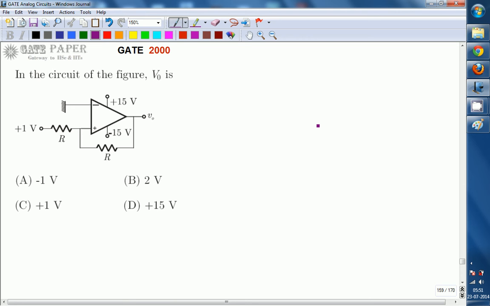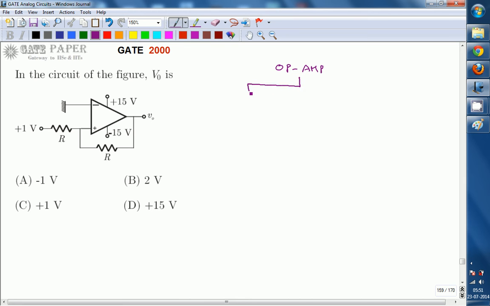So first of all, try to identify which mode the op amp is operating in, whether it is inverting mode or non-inverting mode. That is the basic thing we generally do. Here the feedback is connected, and you may be thinking it is in the non-inverting mode. Remember that it is neither non-inverting nor inverting mode.